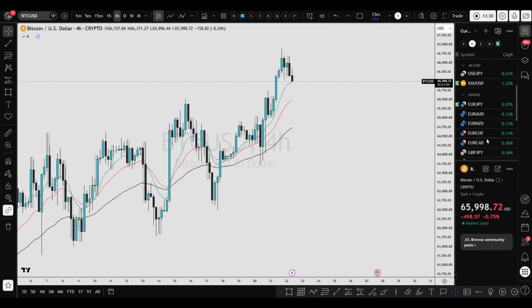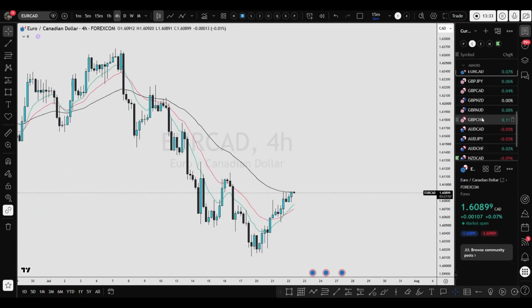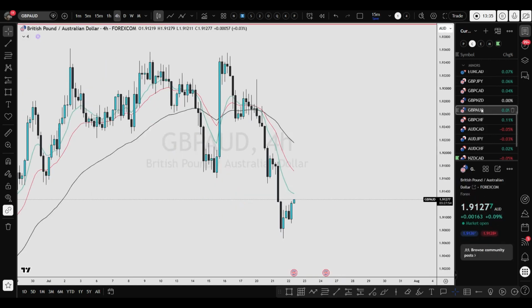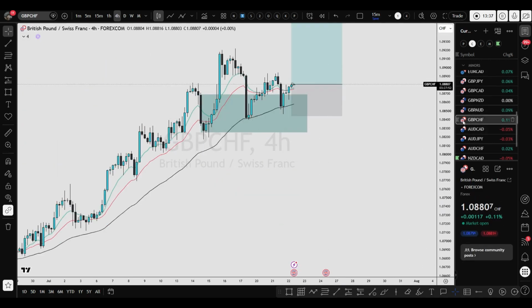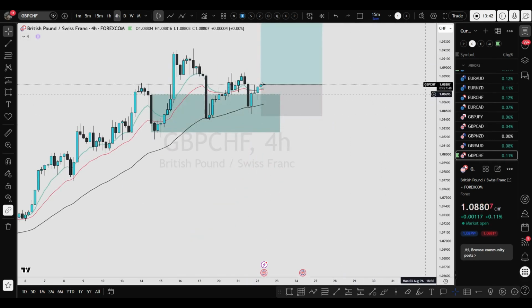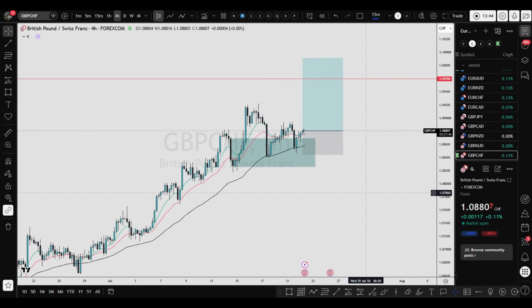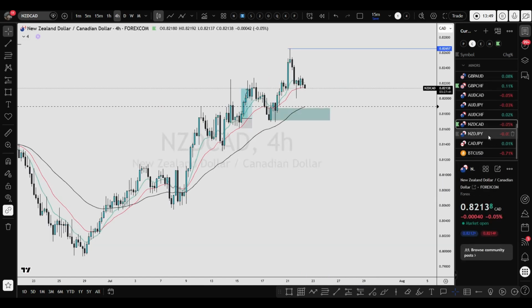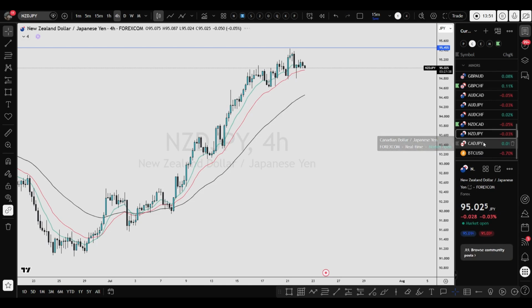Okay, so I'm going to keep track of GBP AUD, no, it's not GBP AUD, it's GBP CHF. I'm going to track GBP CHF even though I'm not going to get involved in this trade, but still I'm going to track how it performs. And I'm also going to track NZD CAD. Let's see how it unfolds.